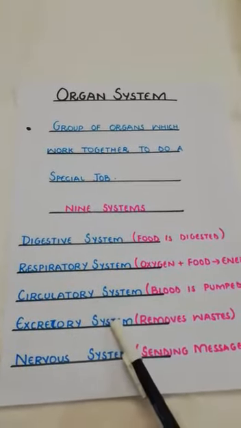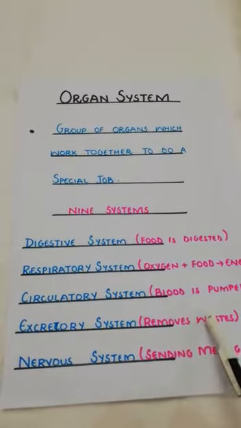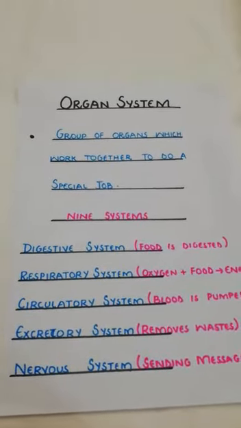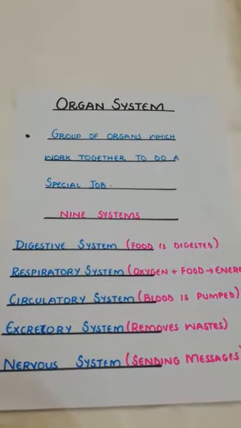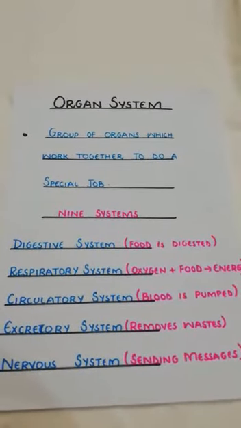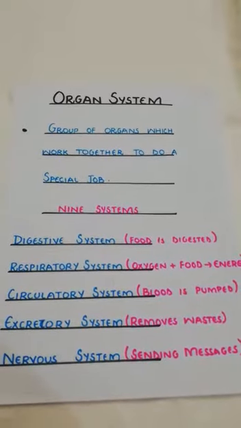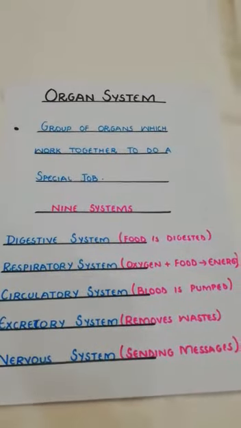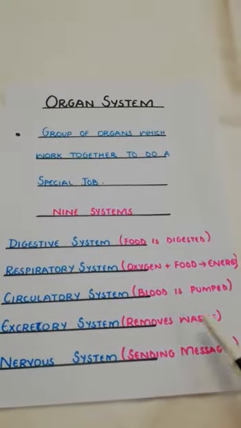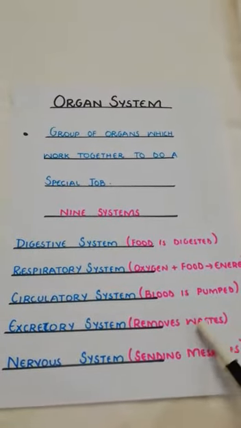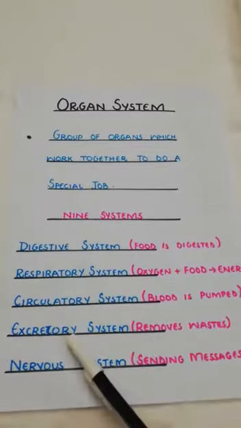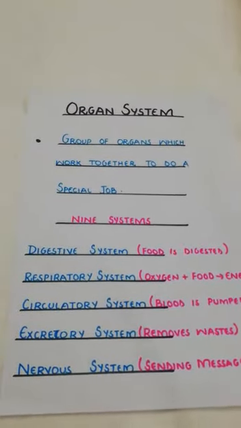Excretory system. It removes all the waste substances which are formed inside the body of the human being. Like, for example, we urinate. We all human beings, we urinate. Urine is harmful for our body. It is the waste product. And this urine is the waste matter which is collected by the excretory system and it is then removed from our body.